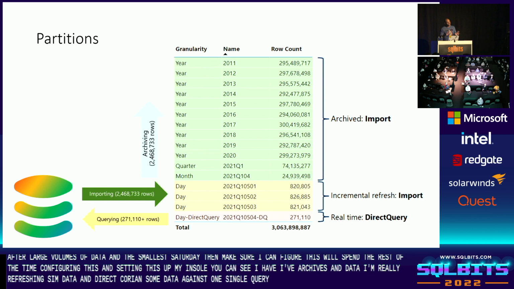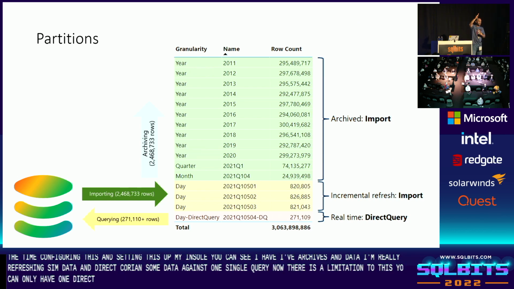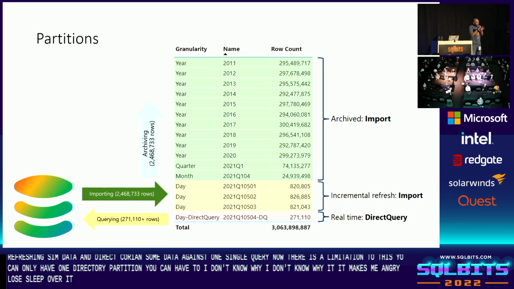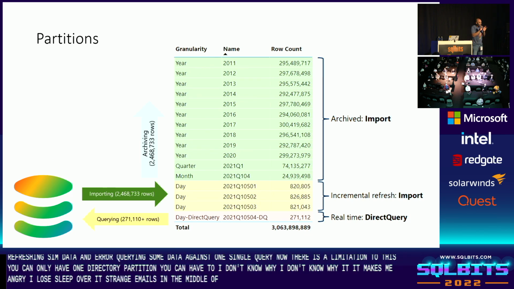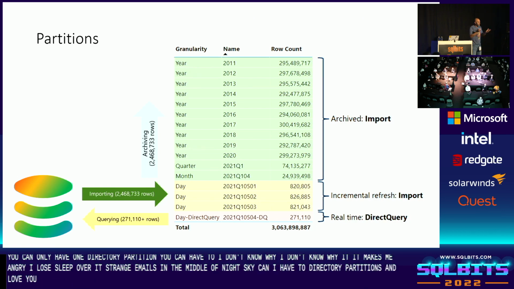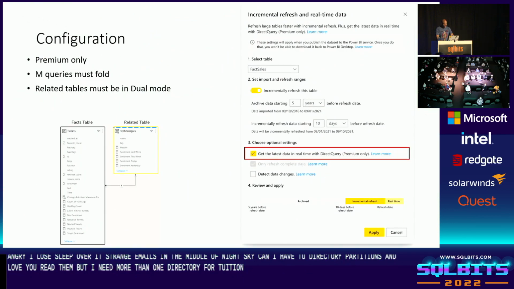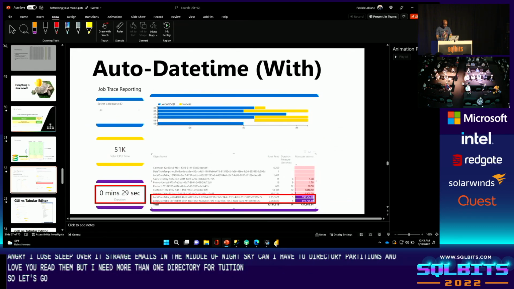Now, there's a limitation to this. You can only have one direct query partition. You can't have two. I don't know why. It makes me angry. I lose sleep over it. I just send strange emails in the middle of the night to Christian Wade, why can't I have two direct query partitions? I don't know if he reads them, but I need more than one direct query partition. It's the truth, right? And I'll show you what I'm talking about in just a little bit. So let's go out to the desktop.